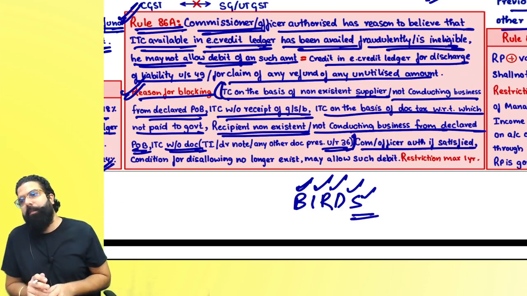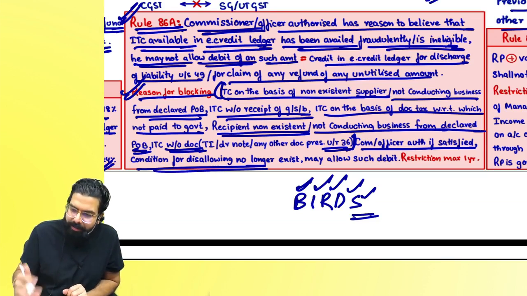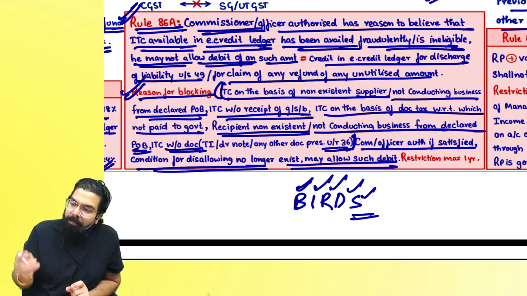But if the commissioner is satisfied that the condition is no longer existing, then he will allow the debit. He will allow you to use the credit.